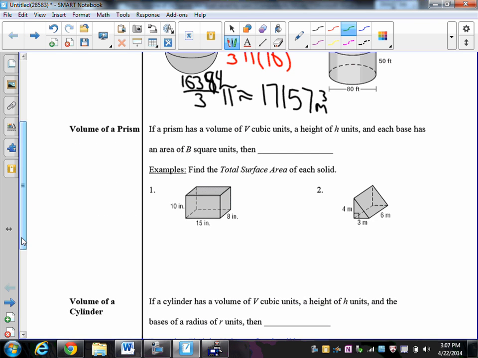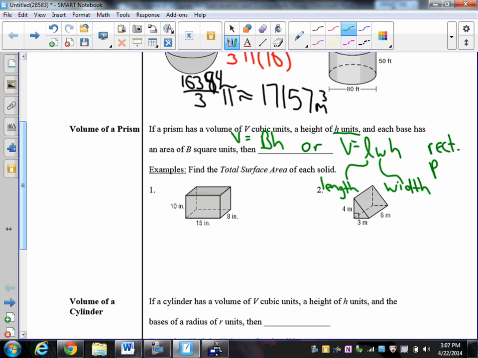So the formulas are the volume of the base times the height. So volume is equal to BH, or volume is equal to length times width times height. So we're already given H is height, L is length, W is width. This one only works on rectangular prisms.